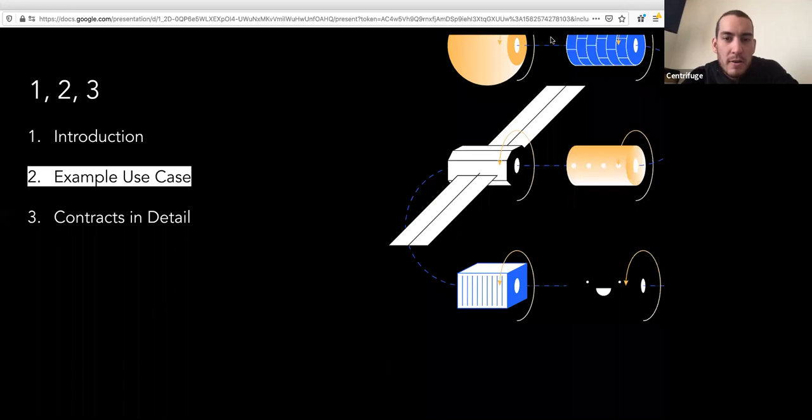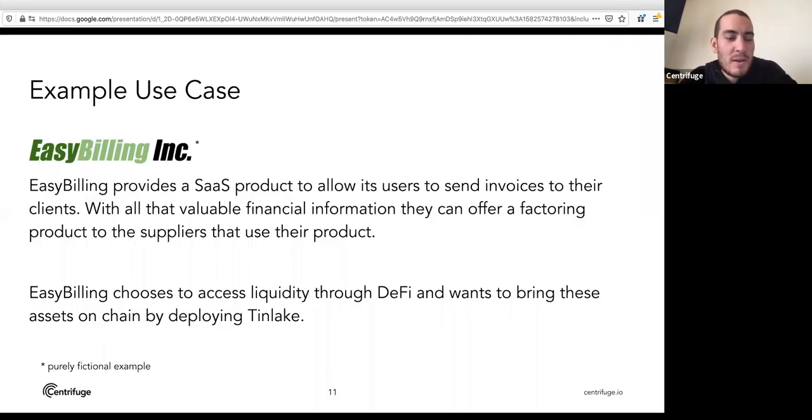So I've explained a little bit how the contracts work, and I've made up this fictional company, let's call it Easy Billing, that we'll use as an example to explain how one would go about deploying a set of Tinlake contracts, what are some of the thoughts you'd want to put in ahead of time, and then how the contracts actually work.